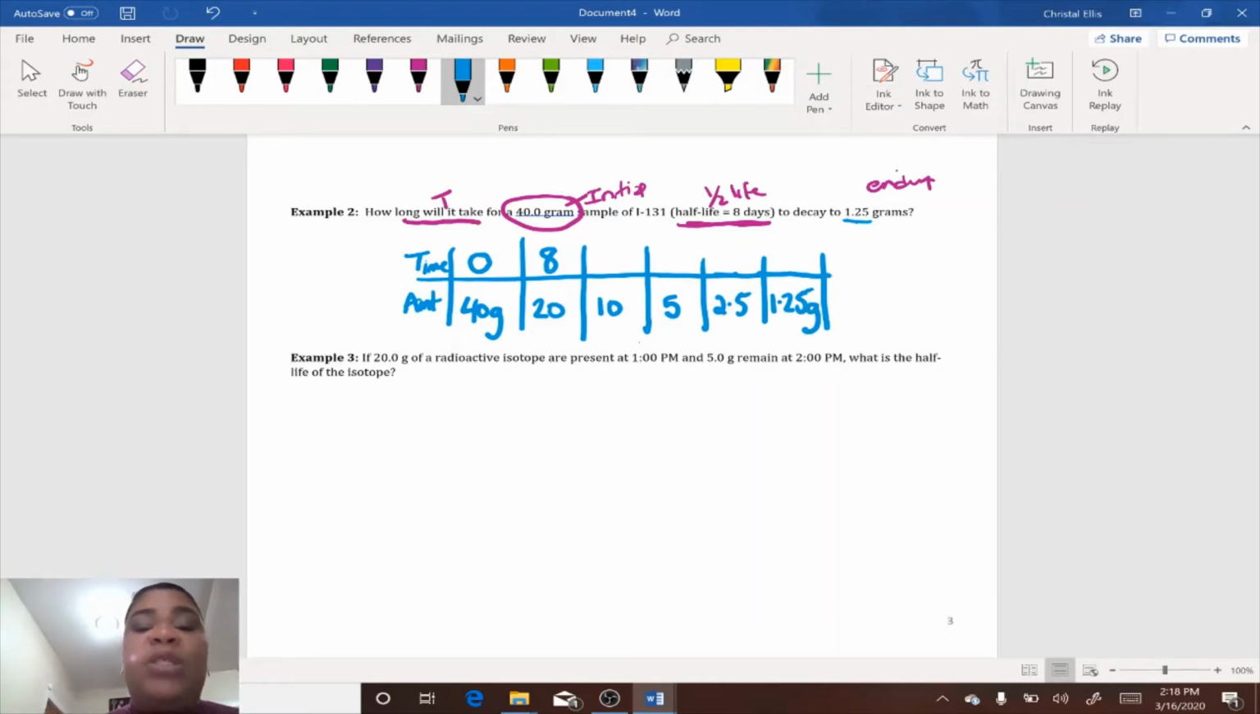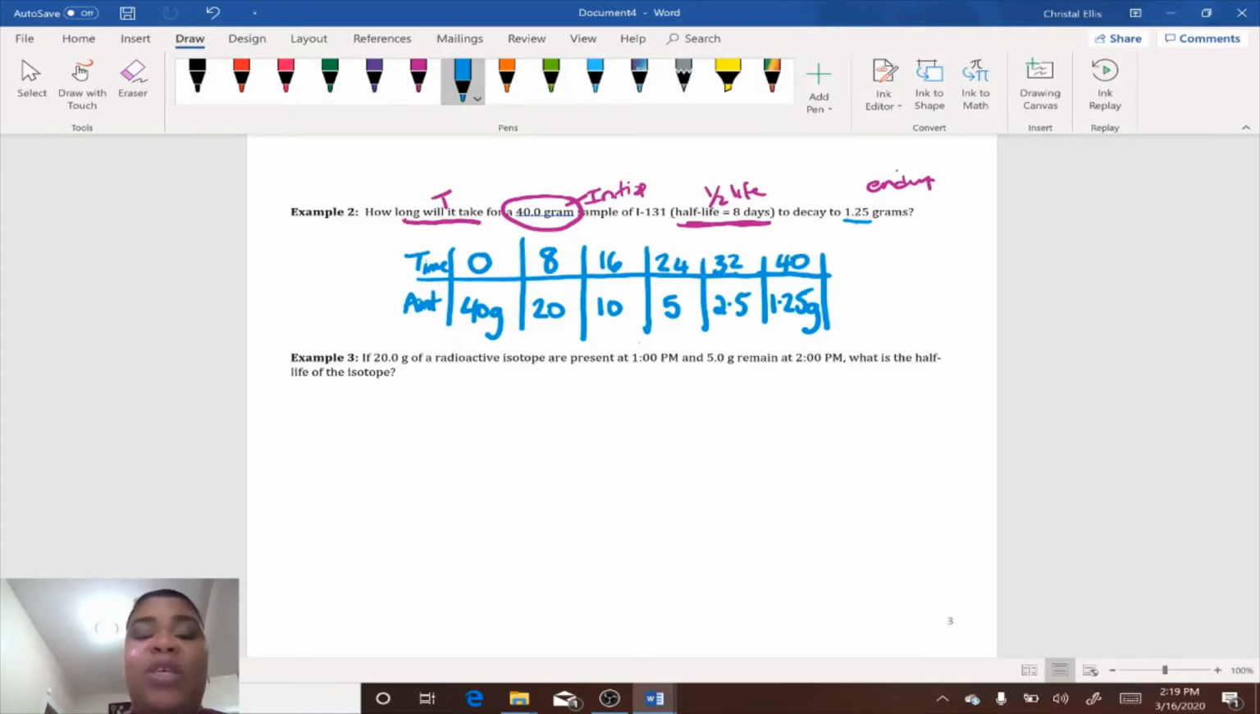So then we just need to figure out how many half-lives we went through or how many days it will take. Remember, we always start at time 0, and then the second row or the second column should be your half-life. Each time we go through a half-life, we're adding that half-life. So it would be 0 plus 8, that gives you 8. 8 plus 8, that gives you 16. 16 plus 8 gives you 24. 24 plus 8 gives you 32. And 32 plus 8 gives you 40.